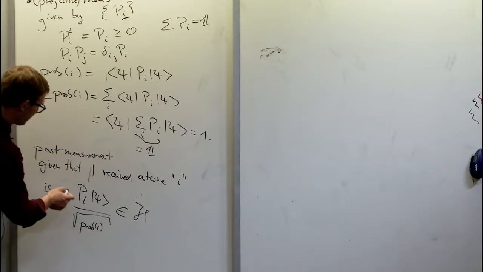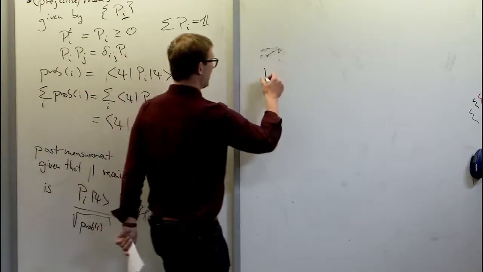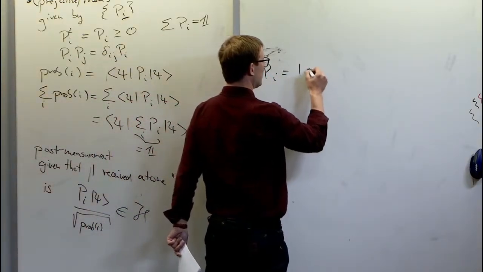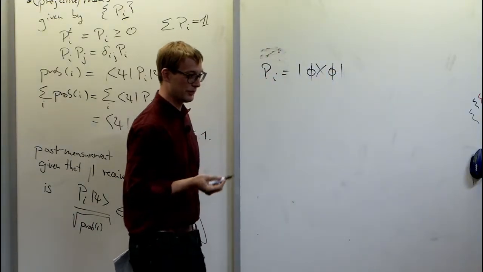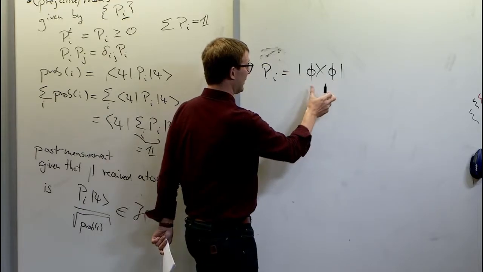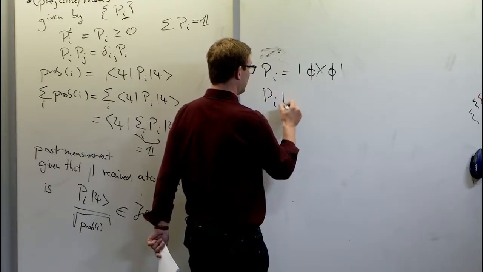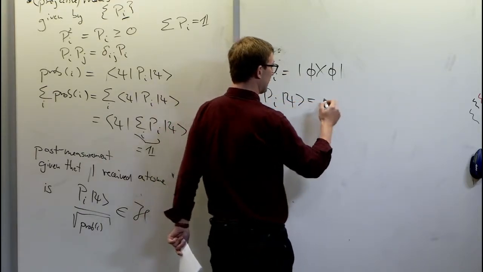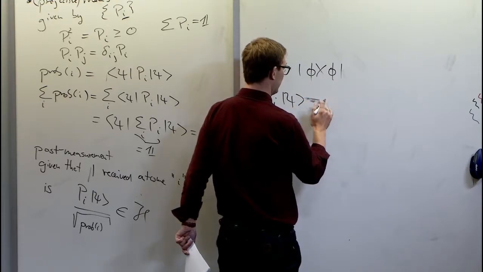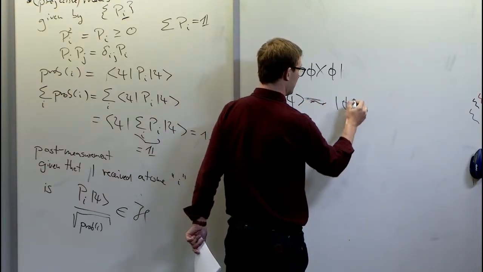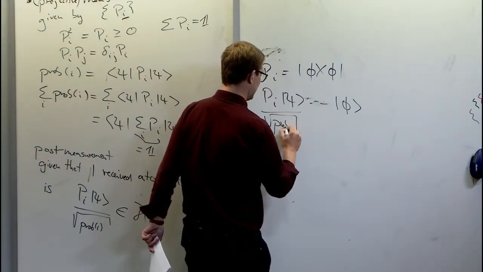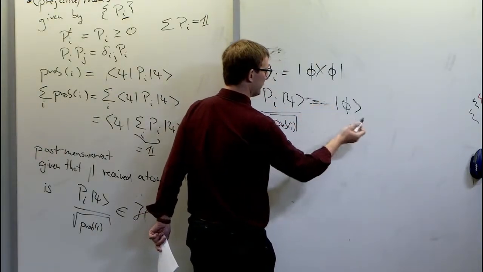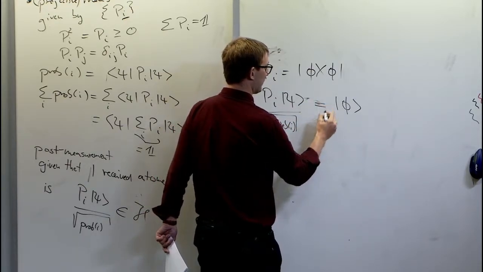If this pi is rank 1, then you could write it like that for some vector phi, and then pi applied on psi is proportional to, well, if I divide it by this probability, it's actually equal to phi.